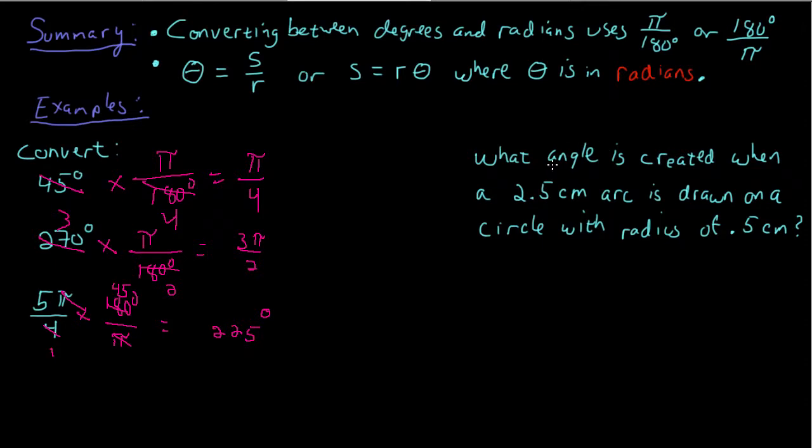The last example: what angle is created when a 2.5 centimeter arc is drawn on a circle with a radius of 0.5 centimeters? If I'm looking for an angle, I'm going to compare arc length to radius. Arc length is 2.5 centimeters, radius is 0.5 centimeters, and that's 5. And again, there are no units, so we would just leave it as 5, or maybe say 5 radians.